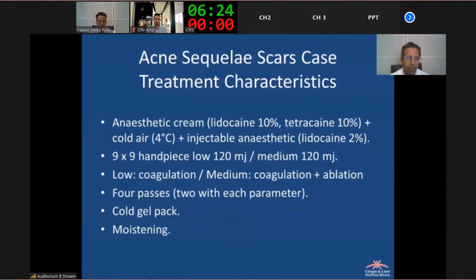We use the handpiece, nape per 9 dots. We obtain 81 dots with the low action at 120 millijoules and the medium action at 120 millijoules. Remember that the low action obtains coagulation and the middle action obtains a combination of coagulation plus ablation. We do 4 passes over the surface of my patient's skin, 2 with each parameter. And at the end of the treatment, we add a cold gel pack and moisturizing.